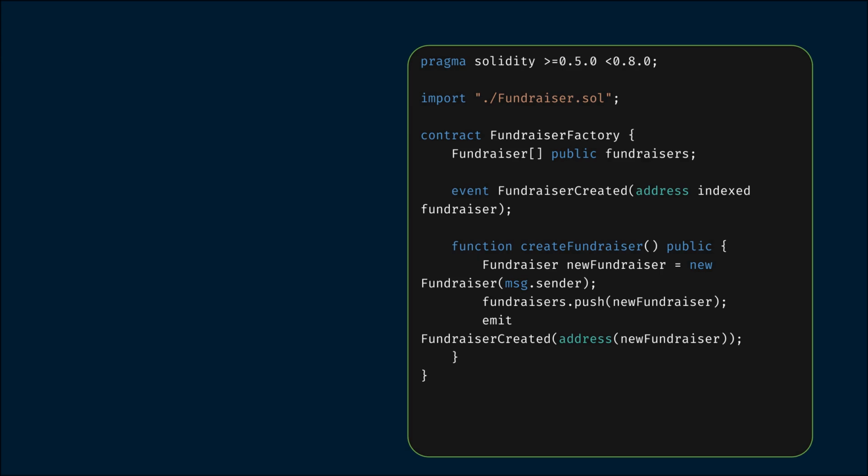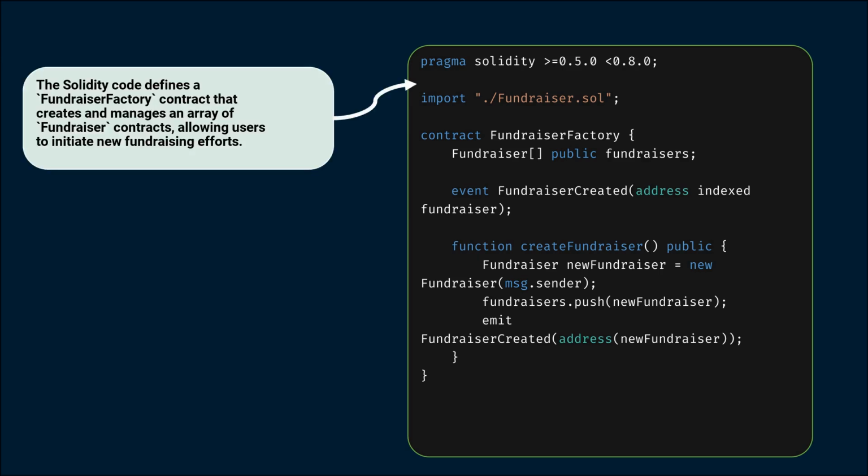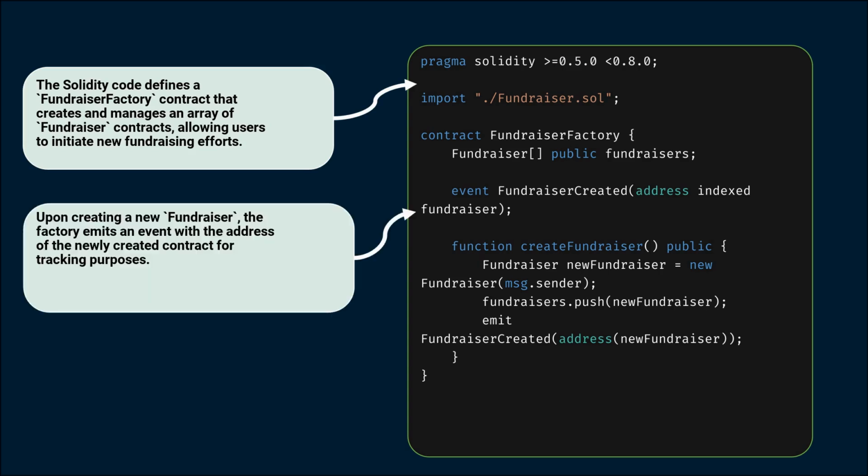Now let's take a look at how we implement the FundraiserFactory contract. This contract begins by importing the necessary fundraiser contract, which it will manage. We create an array called fundraisers to keep track of all the fundraiser instances we create. By declaring an event called FundraiserCreated, we enable the contract to notify observers whenever a new fundraiser is deployed, enhancing overall transparency.